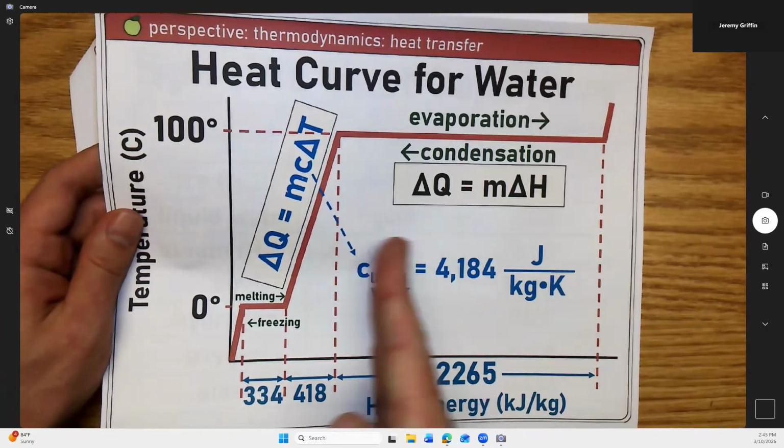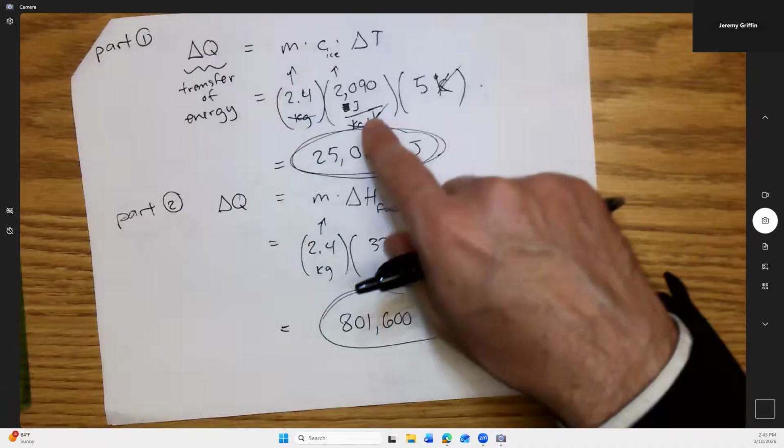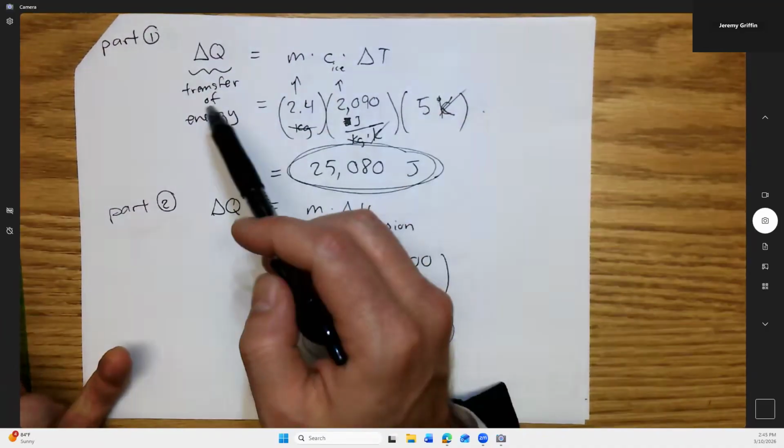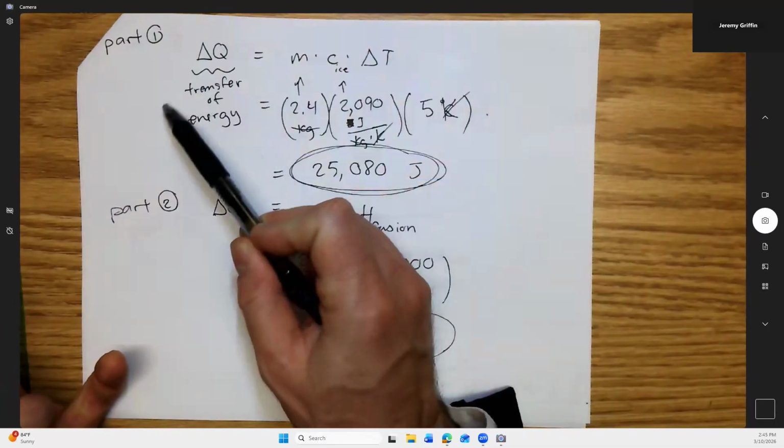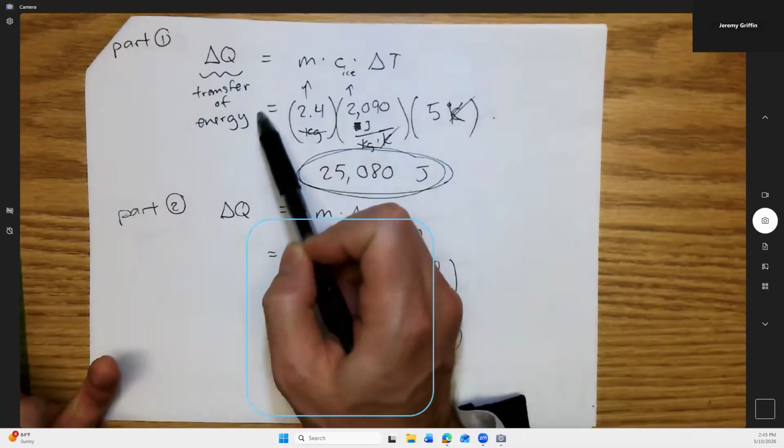Yeah, definitely this stage right here. That's going to dominate this whole process. So just keep that in mind. Let's run the equation. We have delta Q equals m c delta T. Delta Q is a transfer of thermal energy. That's also called heat. Heat is a transfer of thermal energy.